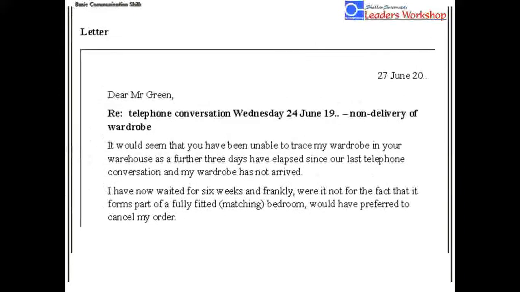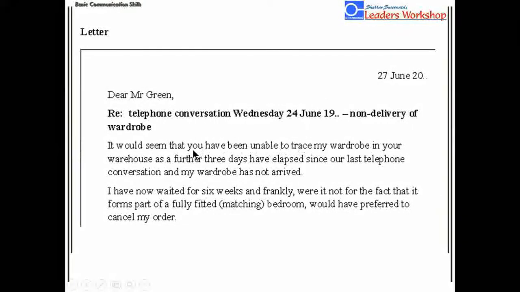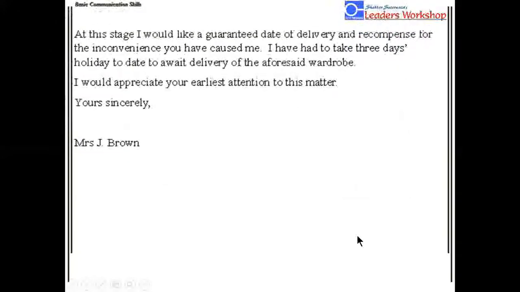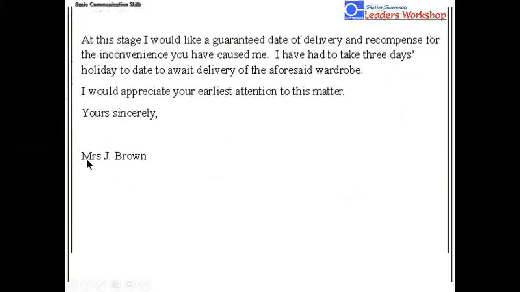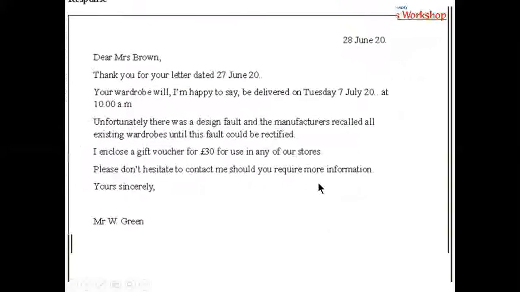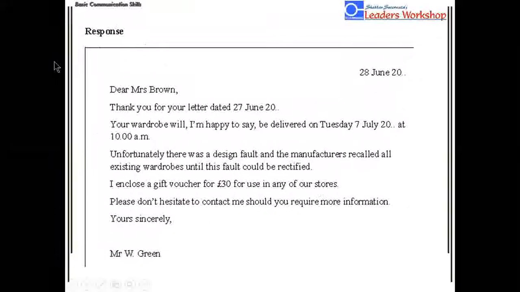For example, for this letter here, you can see this letter helps to communicate the telephone conversation that was held on 24 June. So now you can see the date, the salutation, the reference, and the main body, as you can see from here. And you need to close the letter. Even the response letter should follow the pattern of the date, the salutation, the reference, and the closing remarks, as you can see, right?